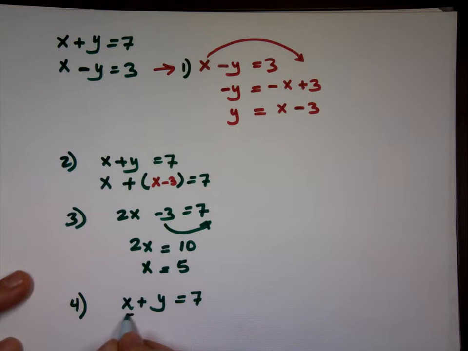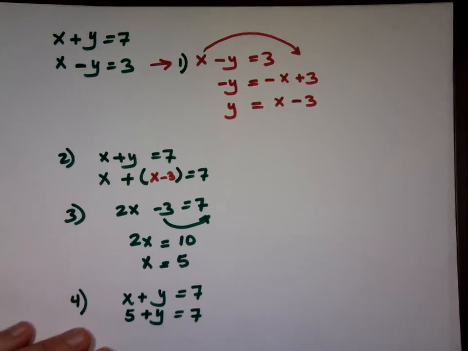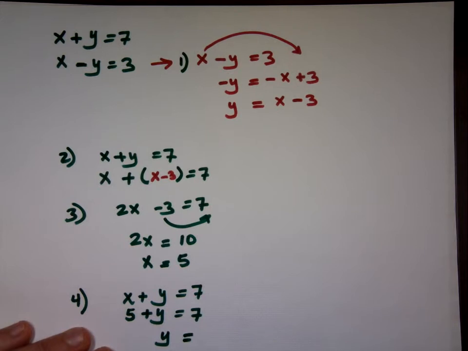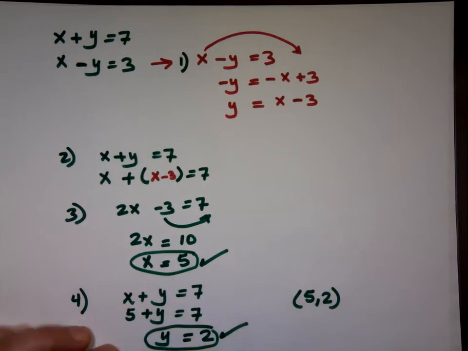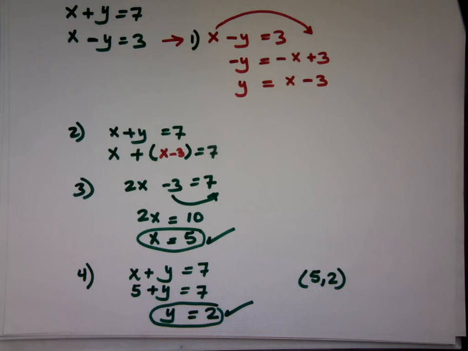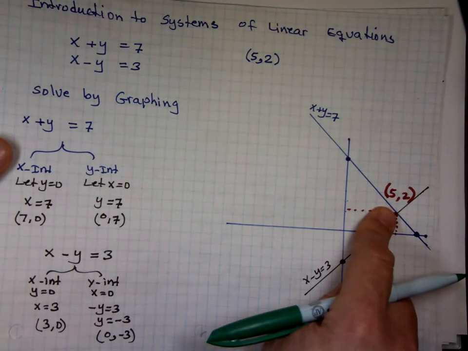If you put a 5 here, 5 plus what is equal to 7? What is Y equal to? 2. So what's my solution? 5, 2. X is 5, Y is 2. Was that the same answer when we did it graphically? 5, 2.